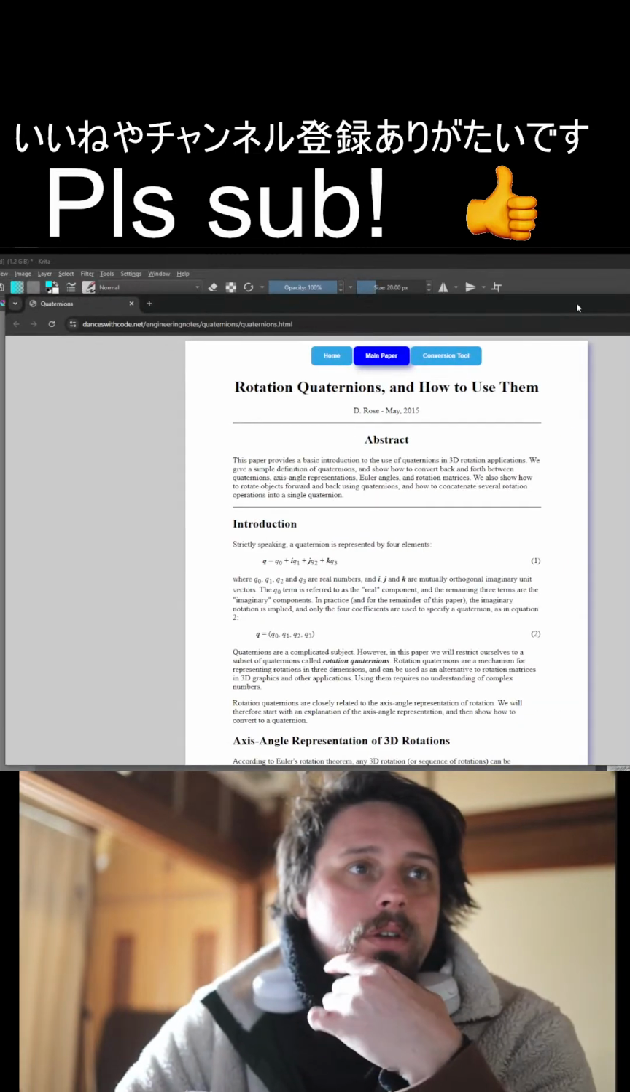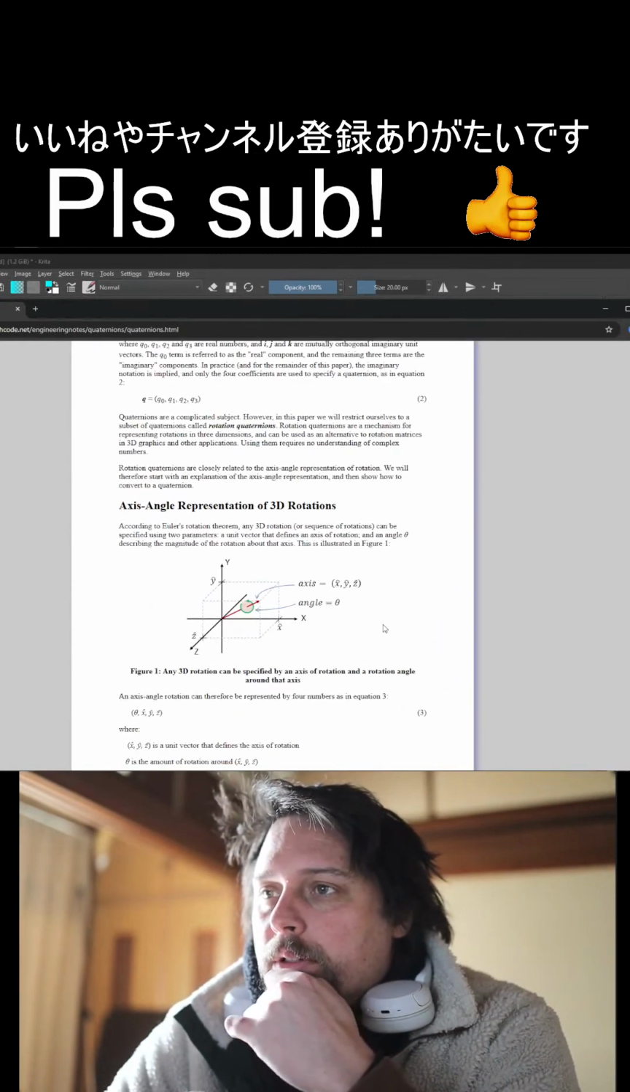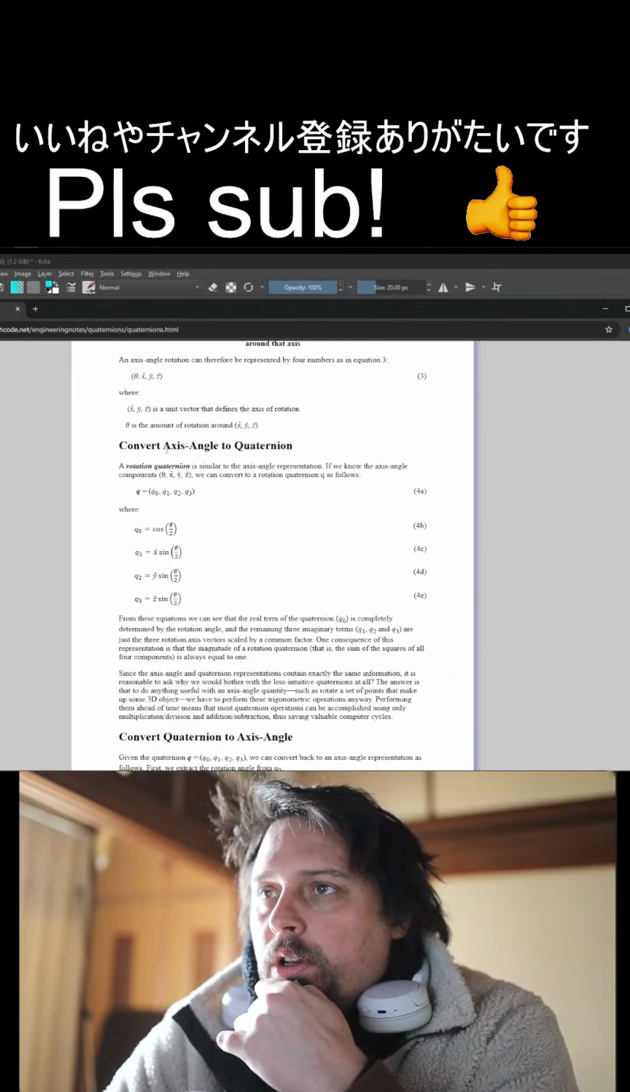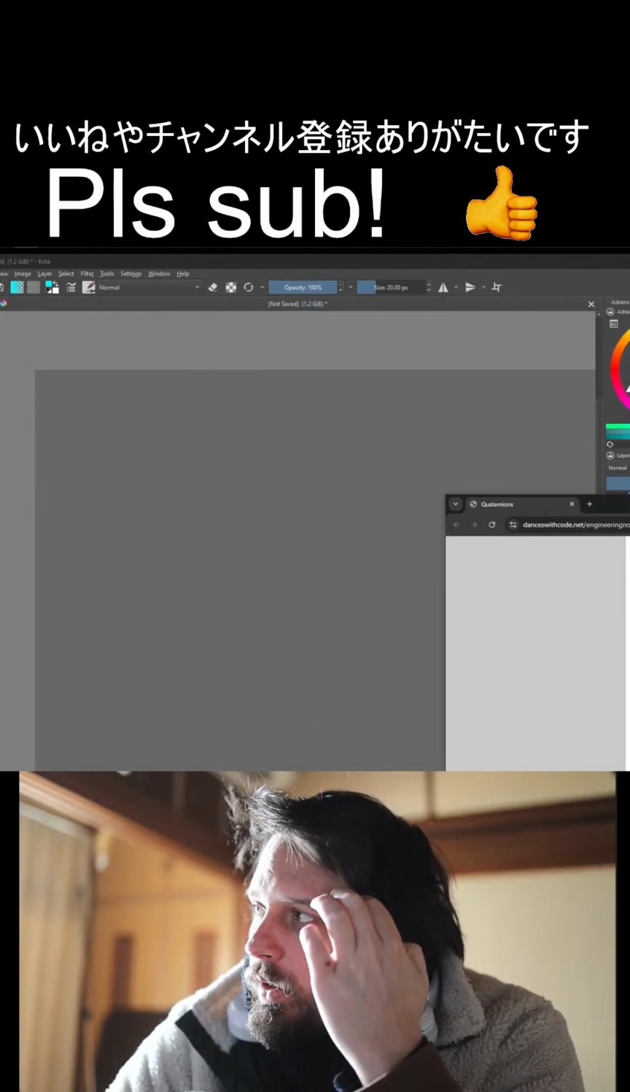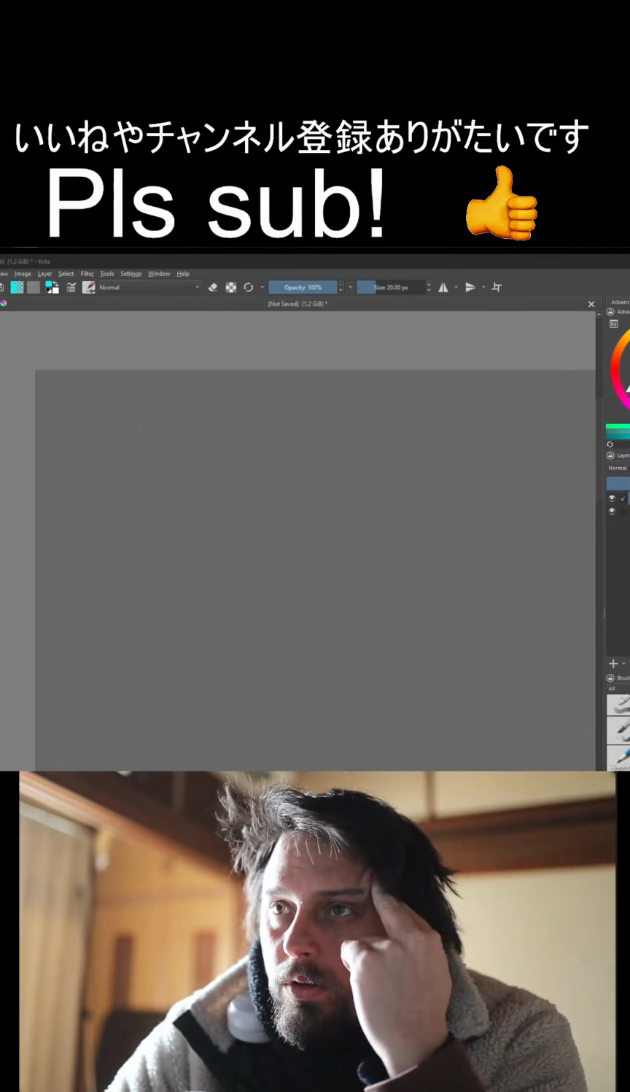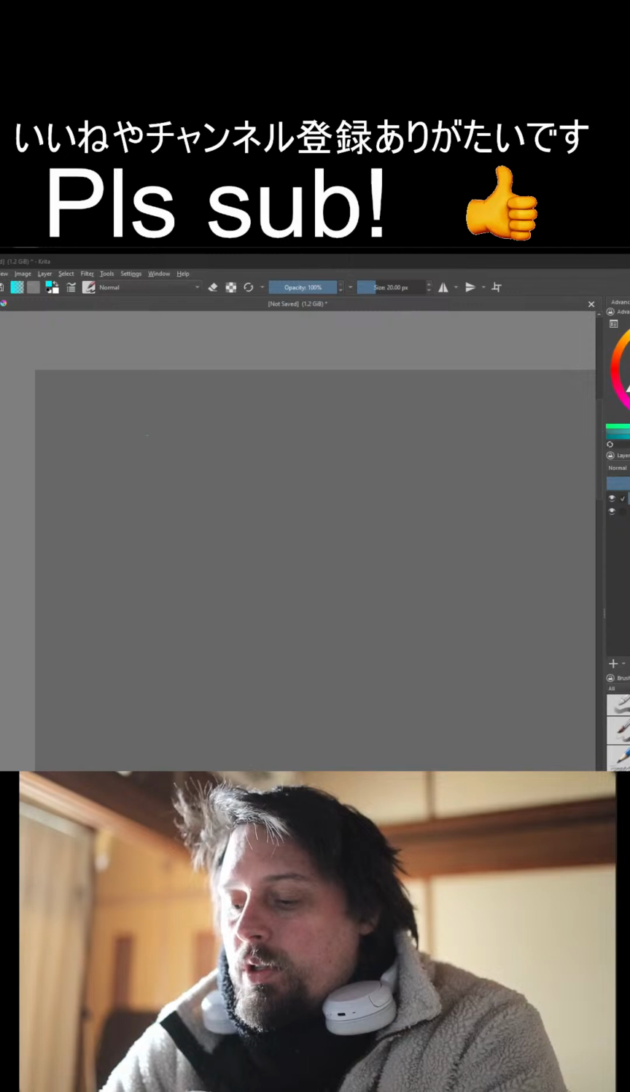Quaternions can do rotation. So there's axis angle to quaternion, etc. But what I'm interested in is relating this to symmetries of the icosahedron.